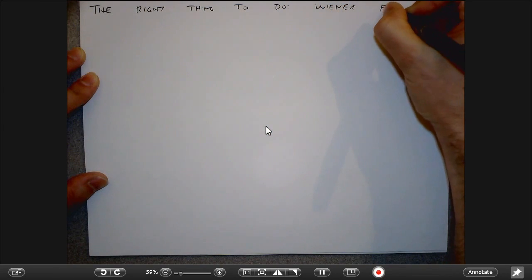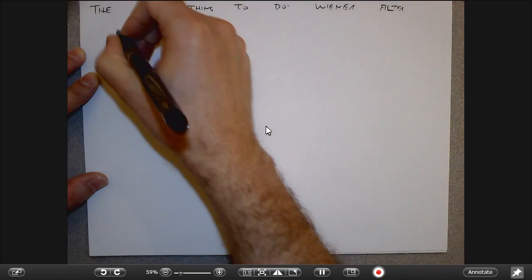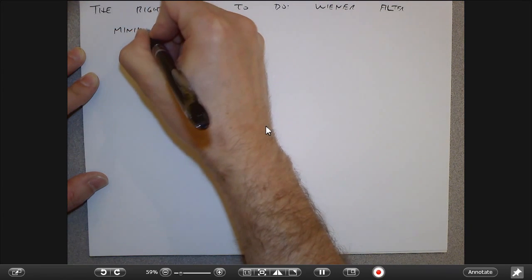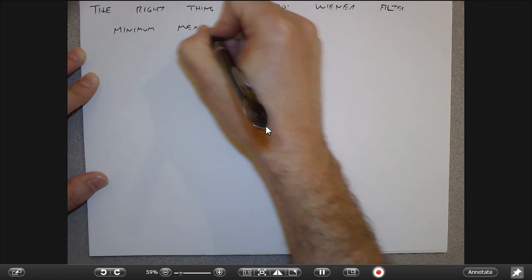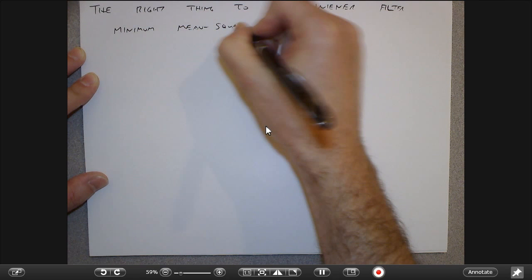By the right thing to do, I mean that it is what's called the minimum mean square error filter. So what I want to do is I want to take the error, which I can model as the expected value between my original image and my reconstructed image.